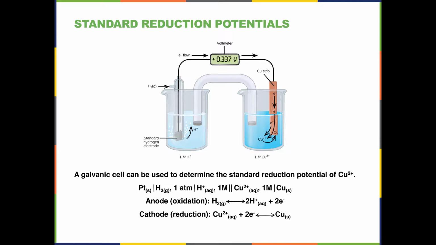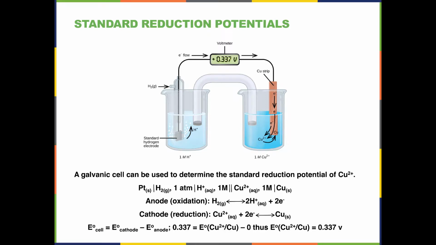The anode, the oxidation, is the standard hydrogen electrode on the left. It's written in the standard notation here. Whatever the voltmeter reads is the standard reduction potential for that copper electrode. If you put silver in there, you get the standard reduction potential for silver, and so forth. Some of them are positive and some are negative, depending on their relationship to the hydrogen potential.